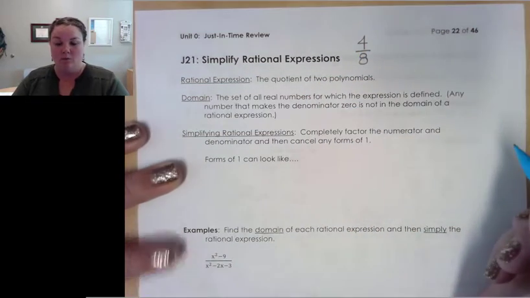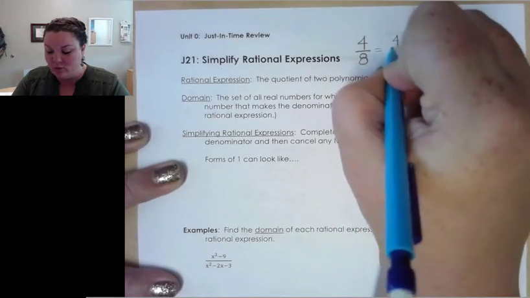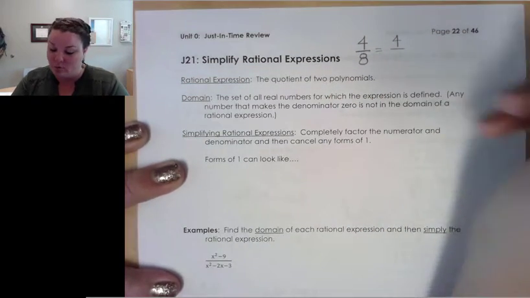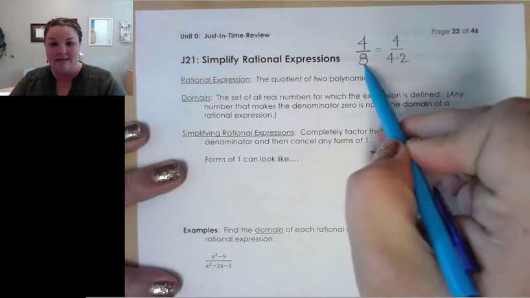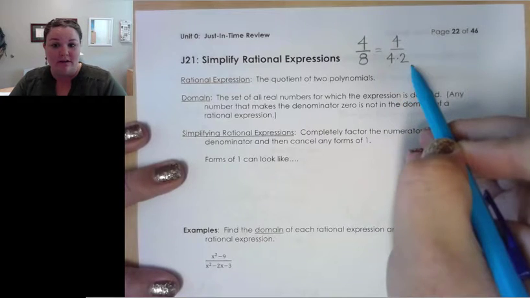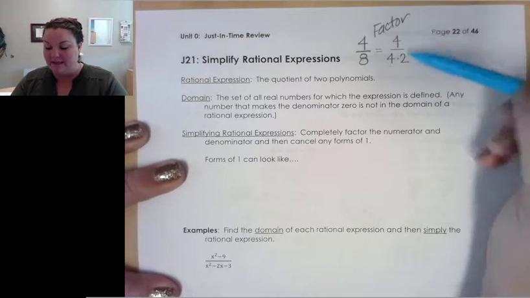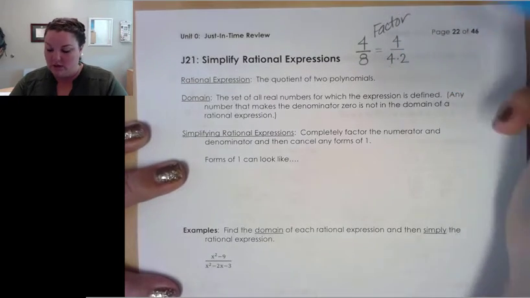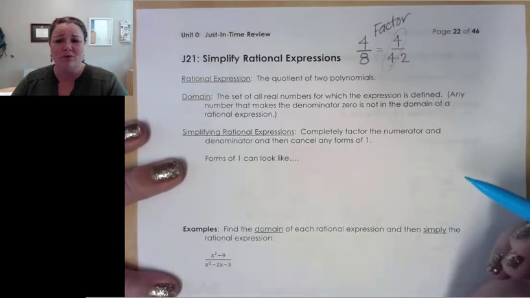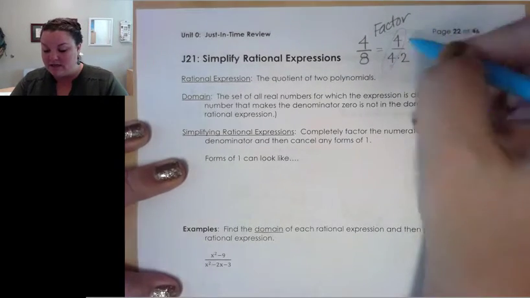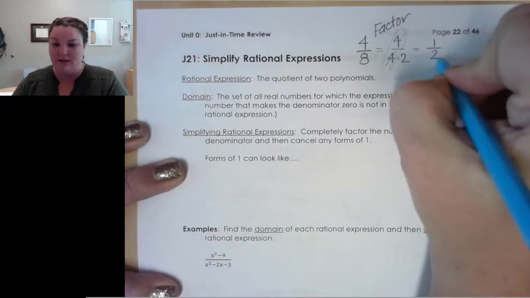So in other words, if we were going to reduce something like 4/8, we all know this equals 1/2, but the reason that it equals 1/2 is because 4/8 is the same thing as 4/4 times 2. I could write 8 in a factored version. So basically the first thing we do is factor so that we can see if we have a form of 1. A form of 1 is any number over itself. If I have any number over itself, that equals 1. And so these I'm able to reduce and just be left with a 1. So that's how I'm getting 1/2.